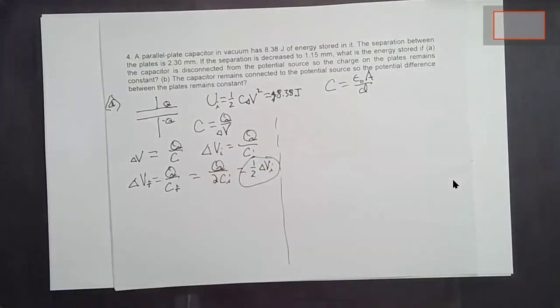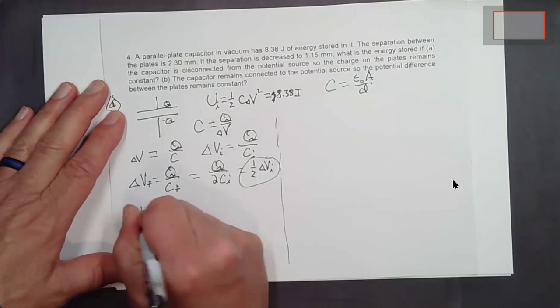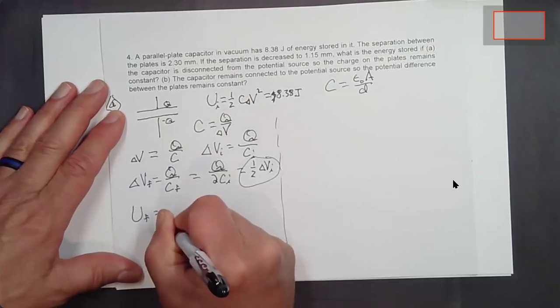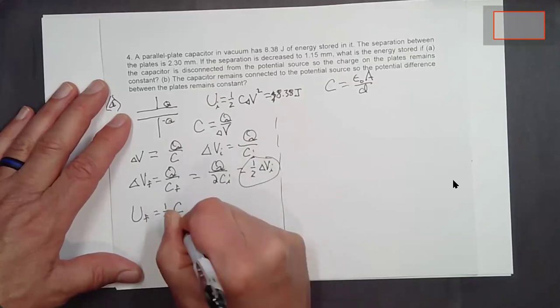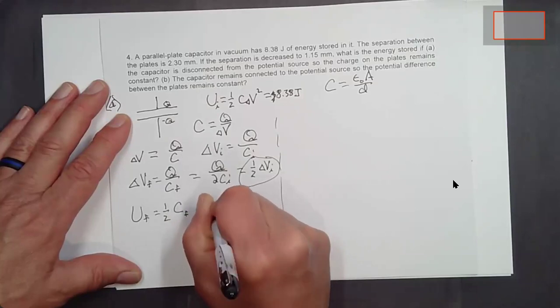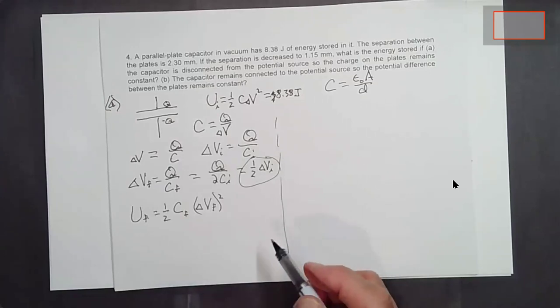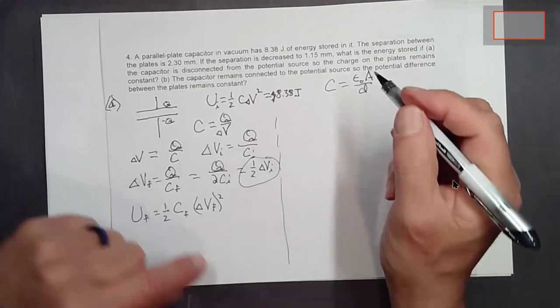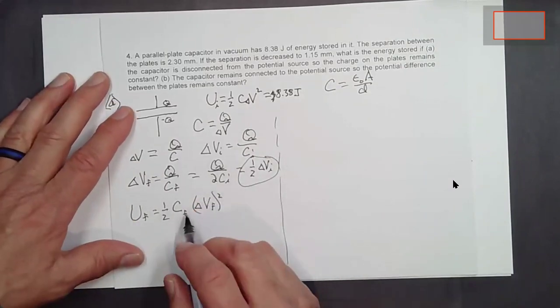So there's something that we need to consider. What will U final be? U final is going to equal 1/2 C final delta V final squared, but C final is twice C initial, excuse me.